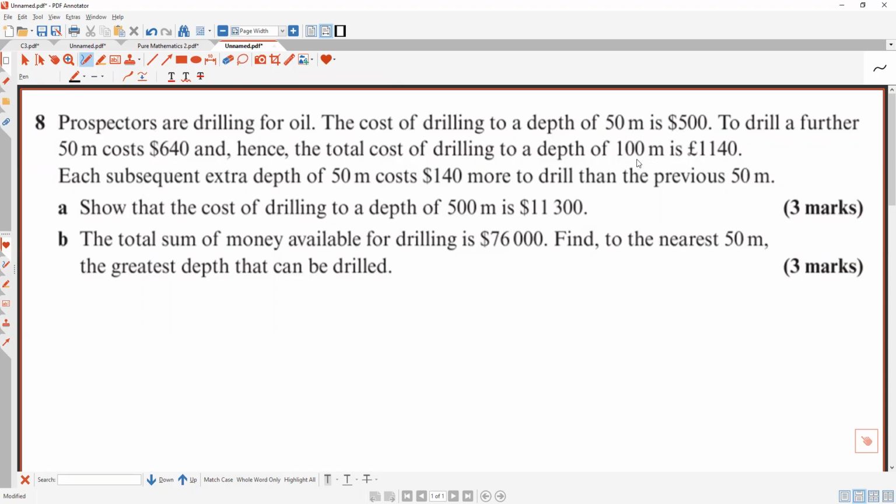And the total cost of drilling 100 meter is 1140. That means each depth you go, the harder and harder it becomes to dig, na. So therefore, for every 50 meter, how much is the cost increasing by? $140. So what's the common difference here? 140. Now each subsequent extra depth of 50 meter costs 140 more to drill than the previous 50 meter.